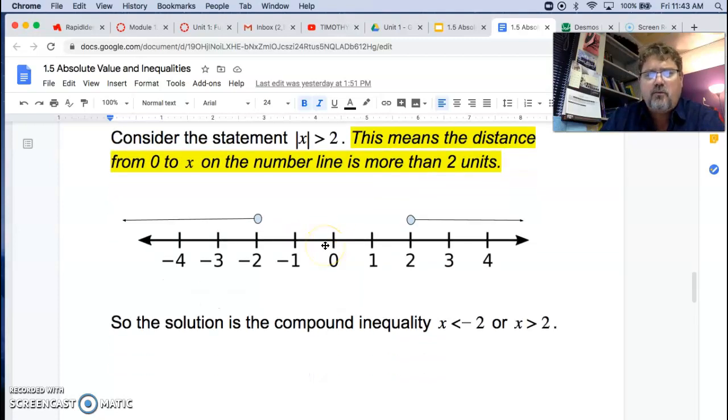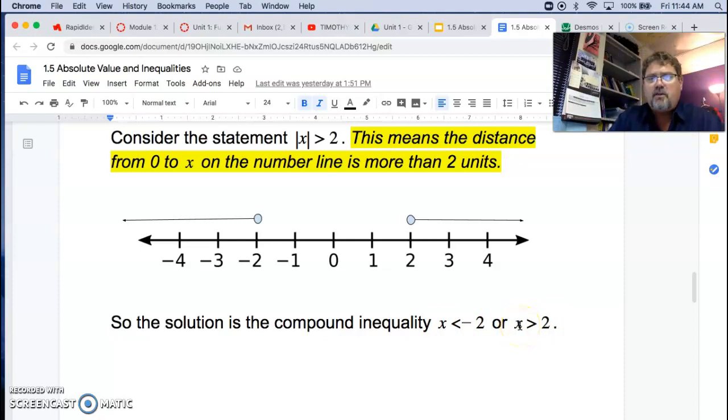So what that really means is, where can I be more than 2 units from 0? Well, anywhere from 0 to 2 is less than 2 units. We're specifically told to be more, not including it. So from 2 out is more than 2 units from 0. Similarly, from -2 out towards negative infinity is also more than 2 units from 0. So this solution set is a compound inequality. x has to be less than -2, or it could be greater than 2. And we could write that in interval notation if we wanted to.